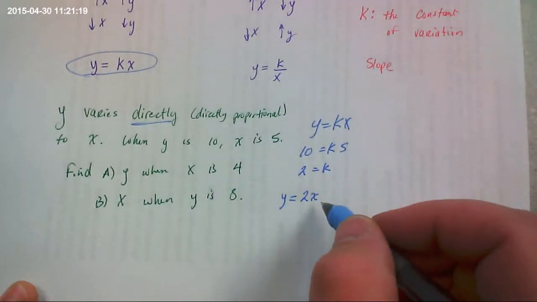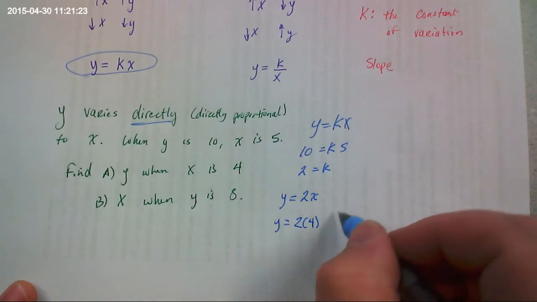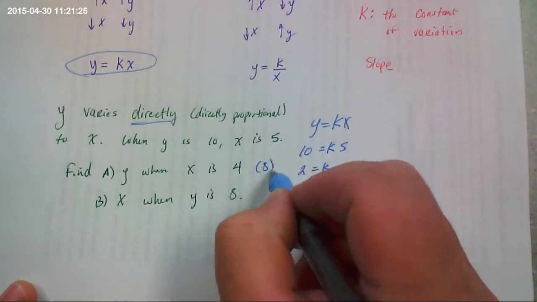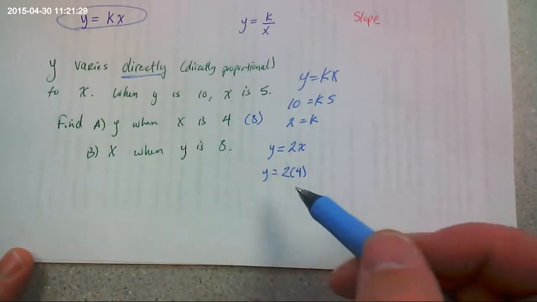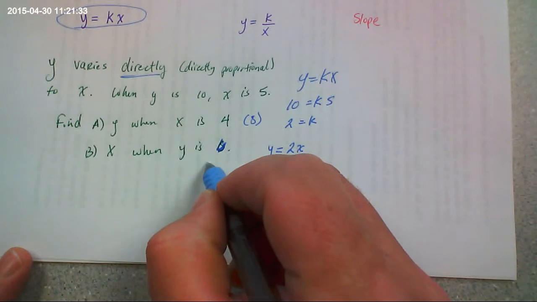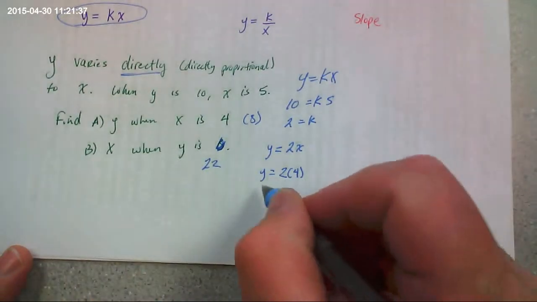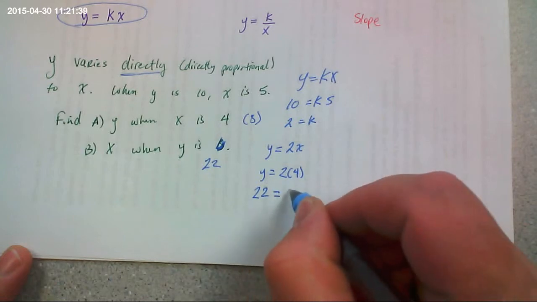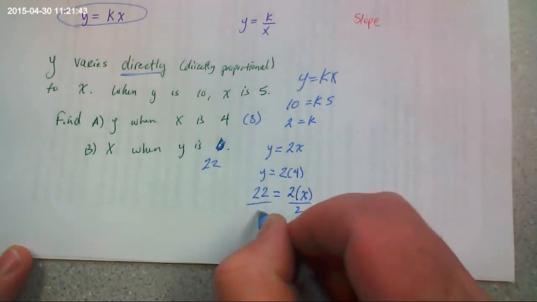So now it says find y when x is 4. So that would be 8. So our first answer is 8. Second one says, oh, well, should be pretty obvious. That better be 4. So I'm going to change this. Let's make this 22. So now find x when y is 22. So 22 equals, k was 2 times x, just divide, 11.